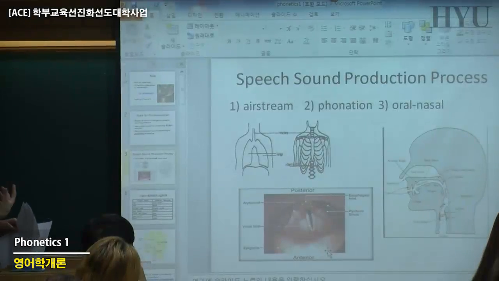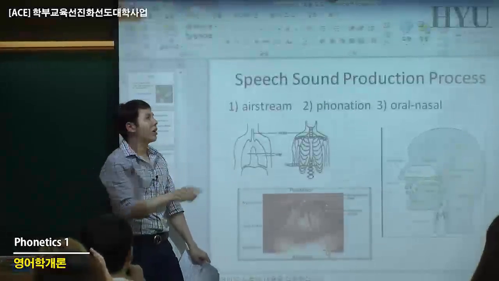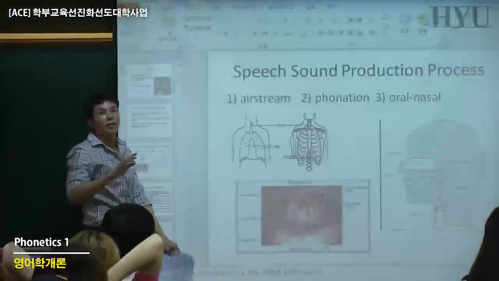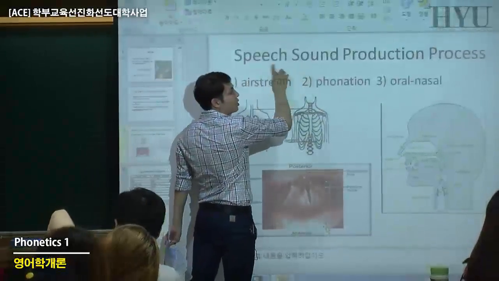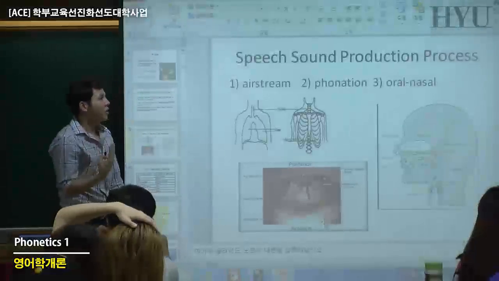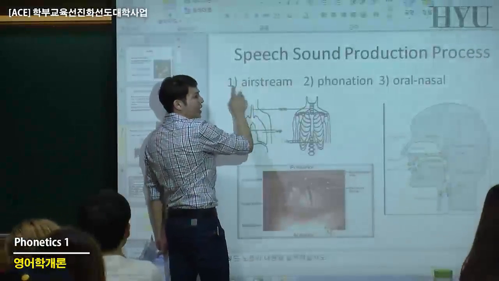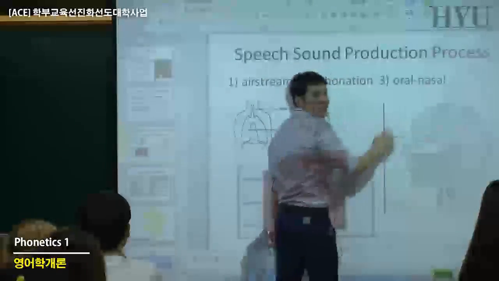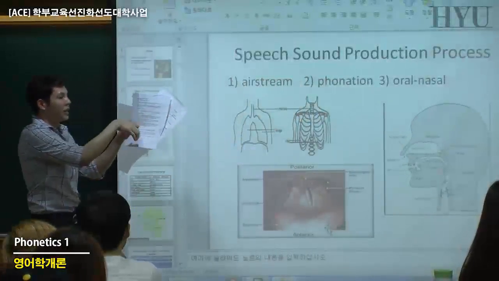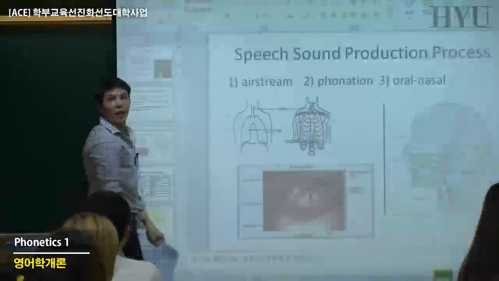So the first thing that we'll talk about is how you produce speech sounds, the speech sound production process. We are talking about speech sounds only, not sounds that you do with clapping or anything else, okay? So when you produce speech sounds, there are 3 steps in the process. The first step is the air-stream step, the phonation step, and the oral-nasal step. You can see these steps on the handout too. So I'll go through each step, okay?